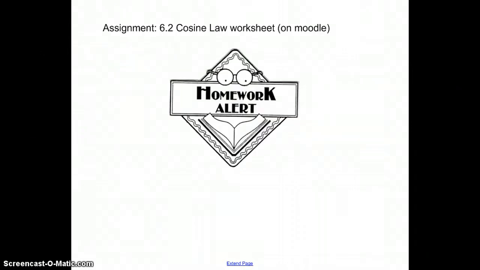And last, you have an assignment. It's on your worksheet, which can be found on the Moodle titled 6.2 Cosine Law.